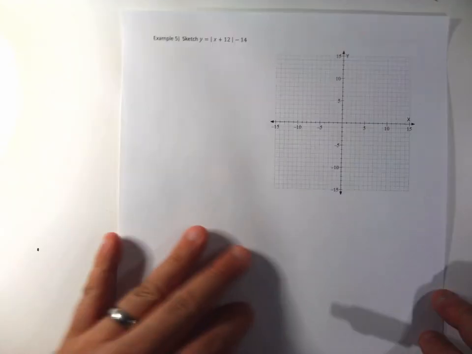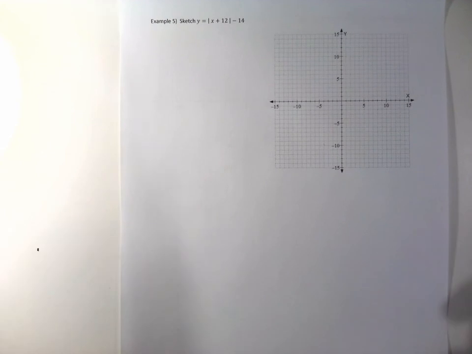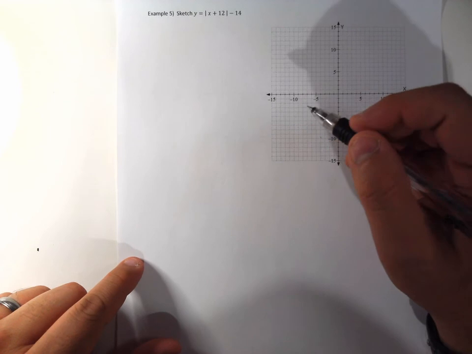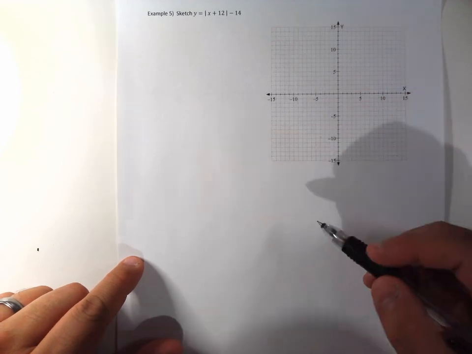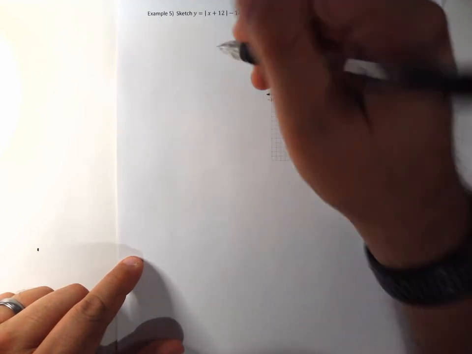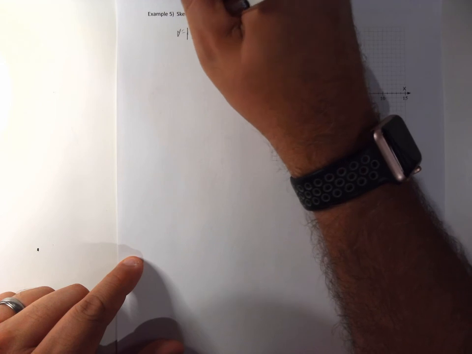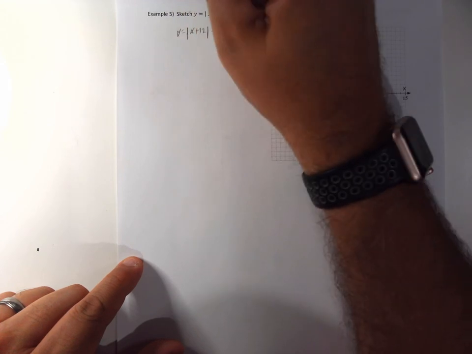We're going to switch to absolute value equations. I'm going to do this two different ways. One's easier than the other, but you need to see where it comes from first. Okay, these are going to be V-shaped. And this one is the absolute value of x plus 12 minus 14.